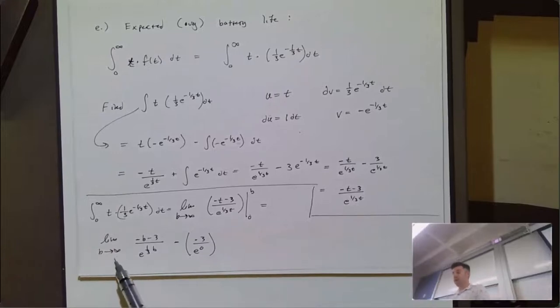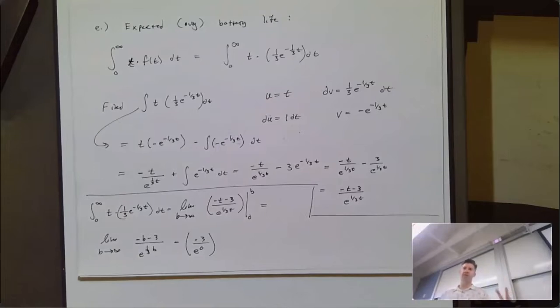As b goes to infinity, what happens to this fraction here? Well, the top is going to negative infinity and the bottom is going to positive infinity. We have an infinity over infinity type. There are two ways to address this. One way, which I don't really want to do, is to use L'Hopital's rule, which I don't know.